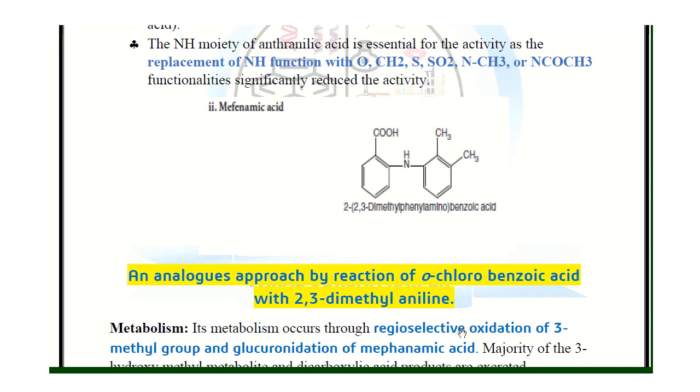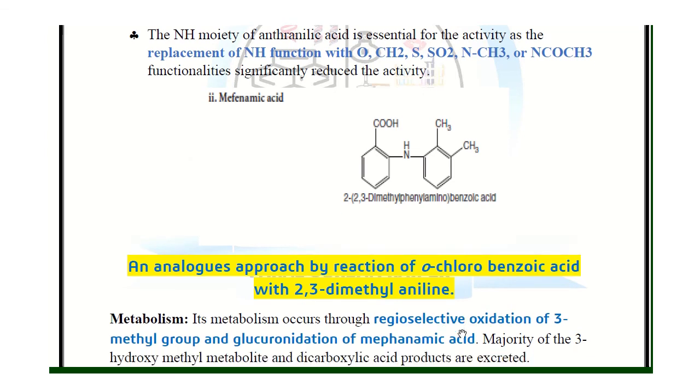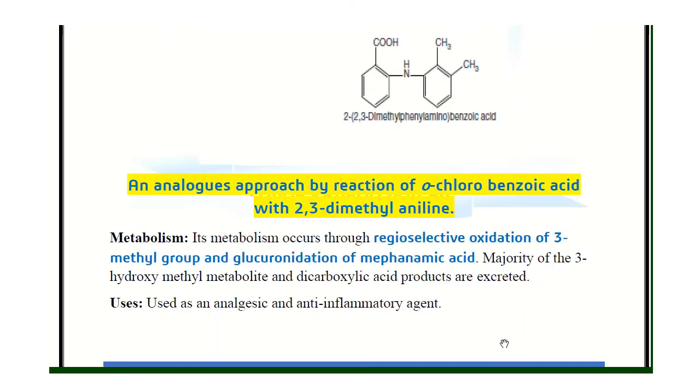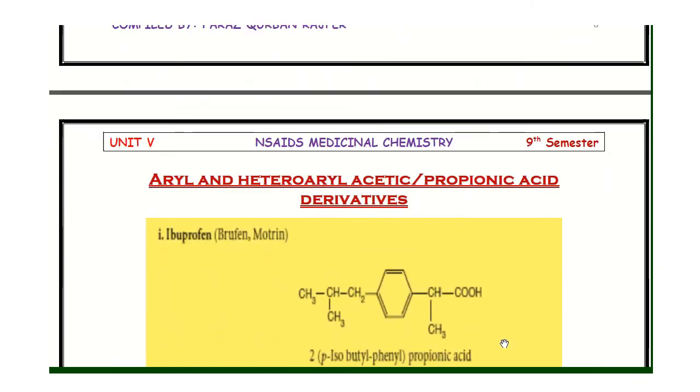As far as its metabolism is concerned, it mainly occurs by oxidation at the third position methyl group, and then it undergoes conjugation with glucuronic acid. The majority of the 3-hydroxymethyl metabolite and the dicarboxylic acid product are produced, and those are inactive, and they will ultimately be excreted out. As far as their therapeutic use is concerned, they are mainly used as analgesic and anti-inflammatory.